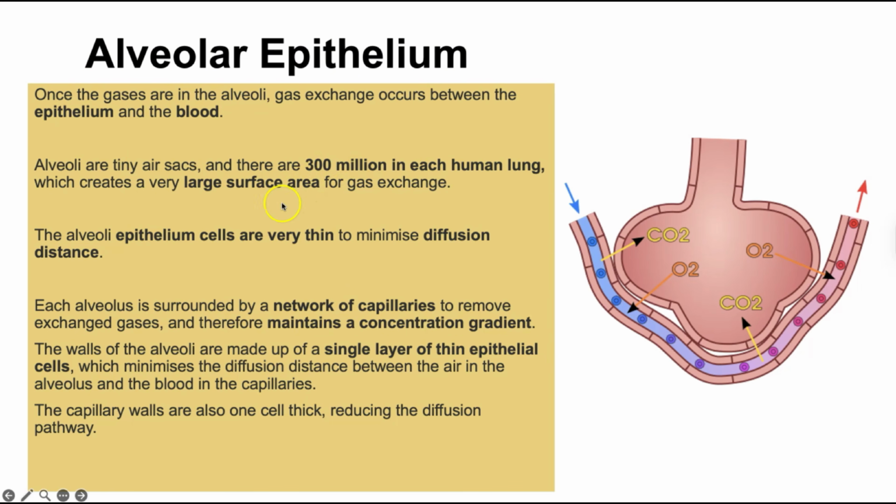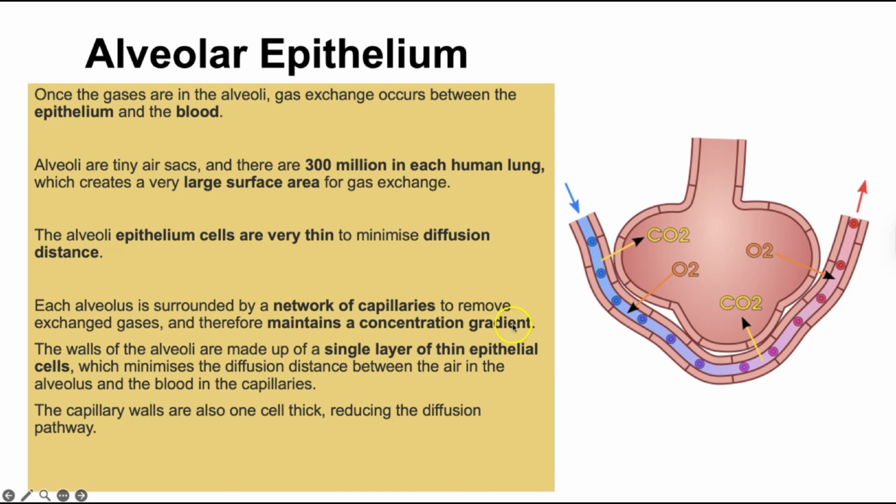That's adaptation number one. The short diffusion distance, that is because the alveoli epithelium is just a single layer of cells. That's a very thin layer to minimize the diffusion distance. It's the same thing with the capillaries as well. It's just one layer of cells making up that epithelium. So that is our short diffusion distance.